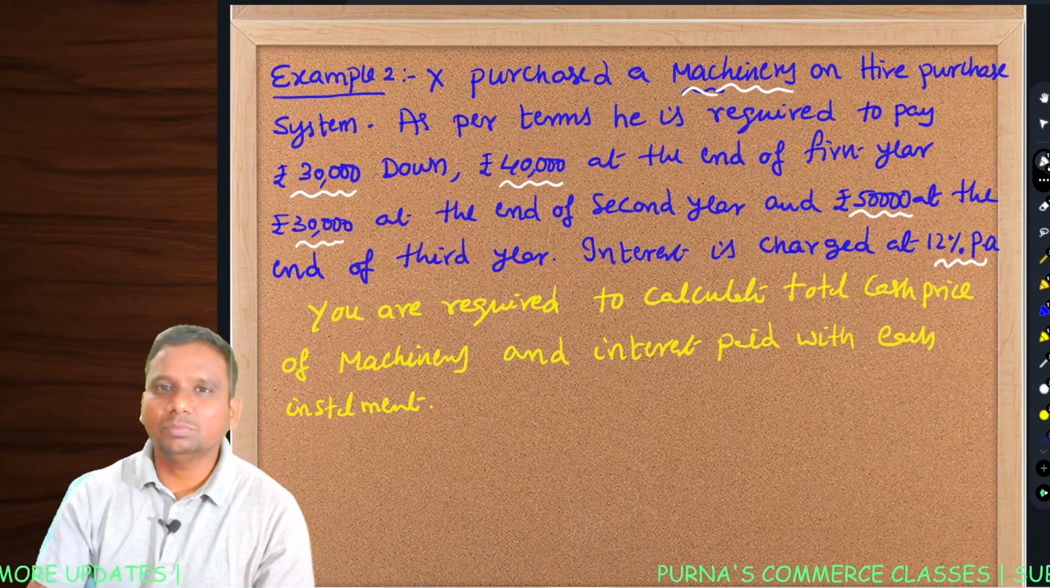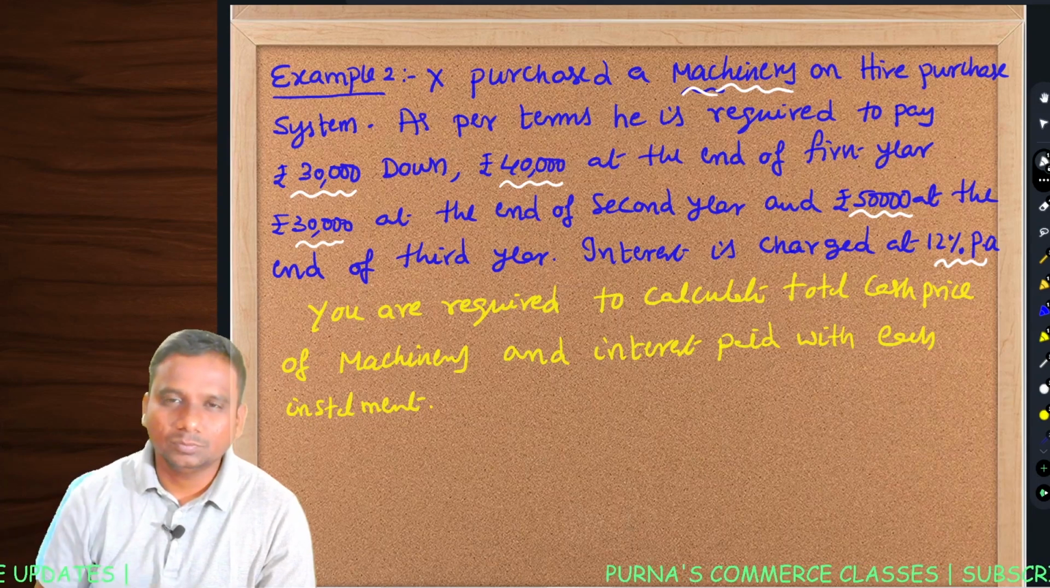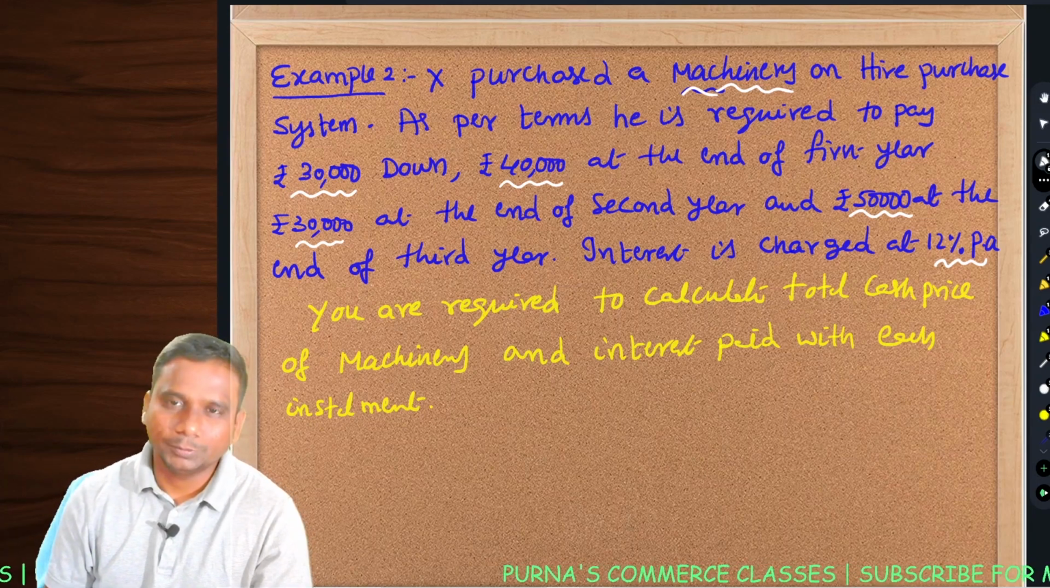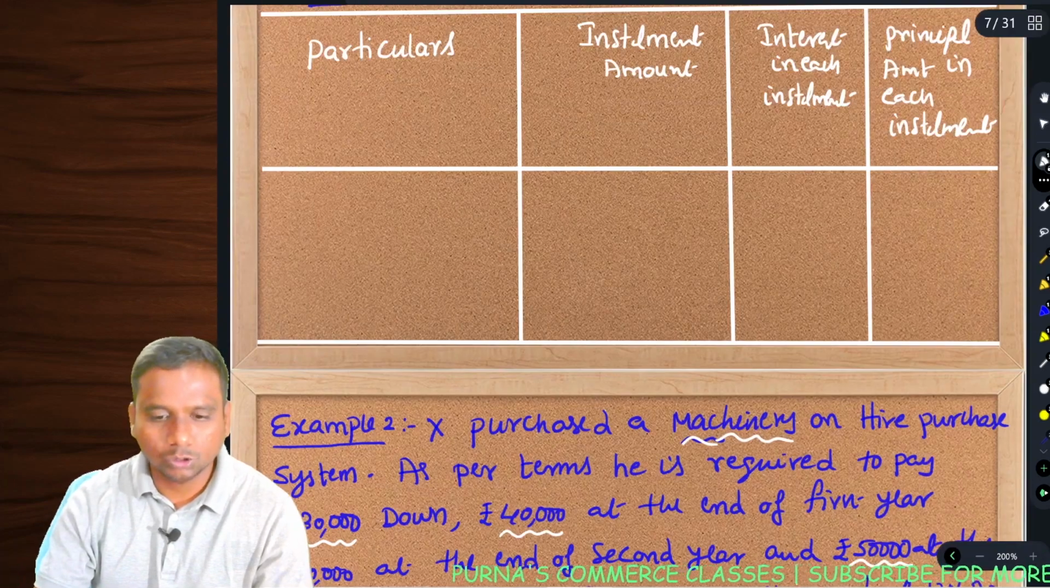So what is the information missing here? Cash price missing and interest amount missing. Now we should calculate both. So start with, here you should follow some procedure. Take the same format.